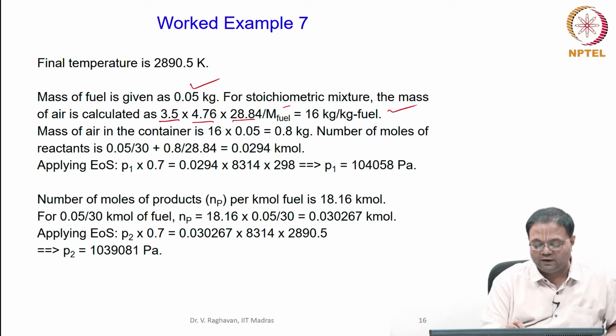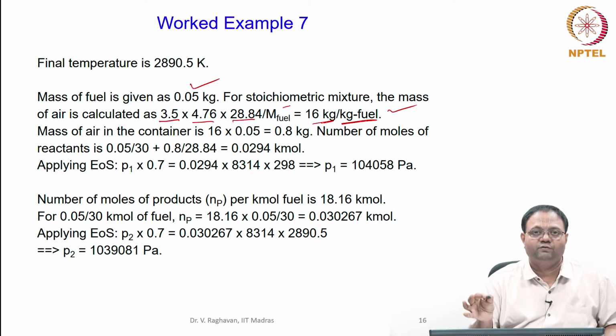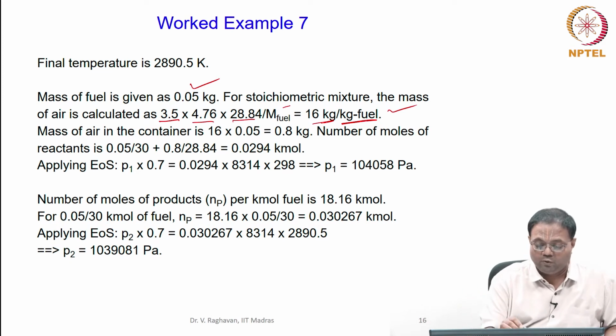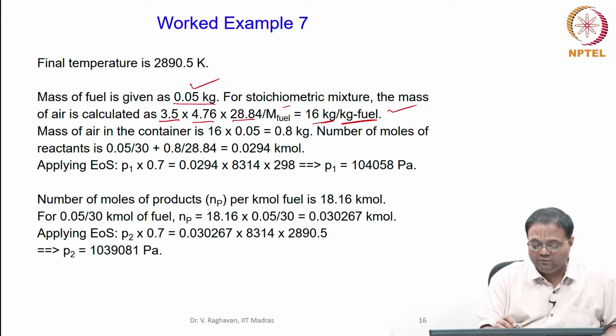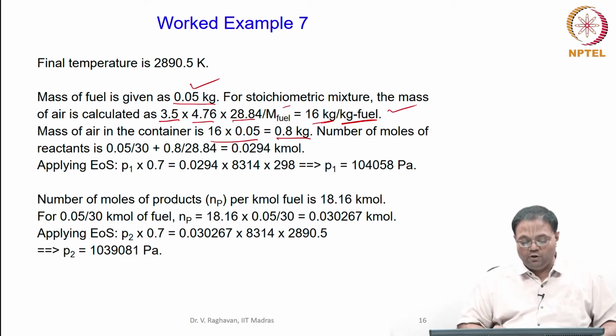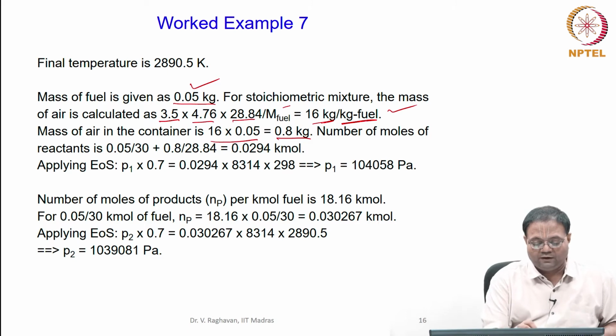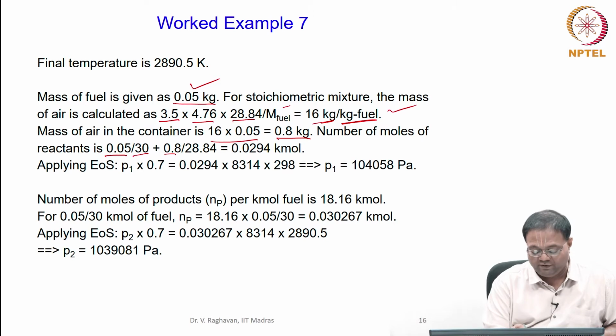So, what will be the mass of air in the container? If 1 kg of fuel is present, then 16 kg of air will be present. Now, you have only 0.05 kg of fuel in the vessel, that means 16 into 0.05, that is 0.8 kg of air will be present in the vessel. Okay. So, the number of moles of reactant will be the mass of the fuel divided by its molecular weight, C2H6 molecular weight, plus the mass of the air divided by its molecular weight. So, this will be in kilomoles.